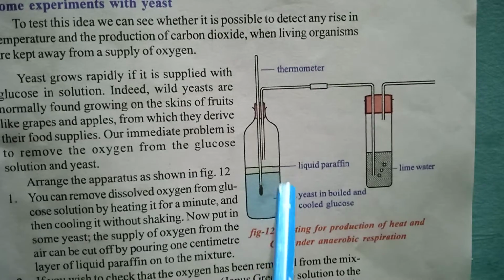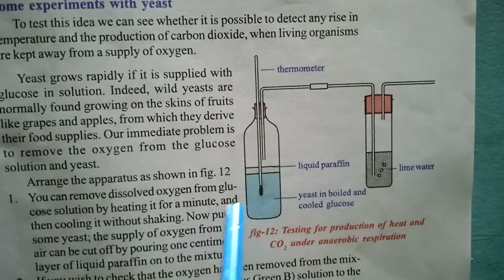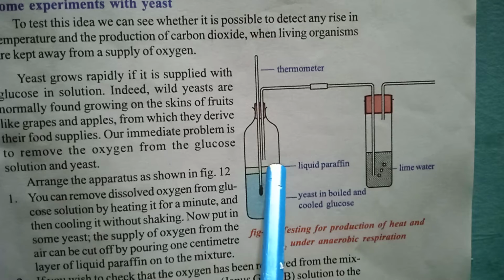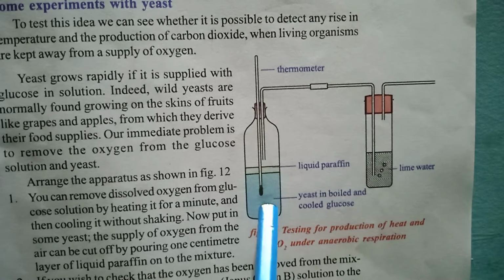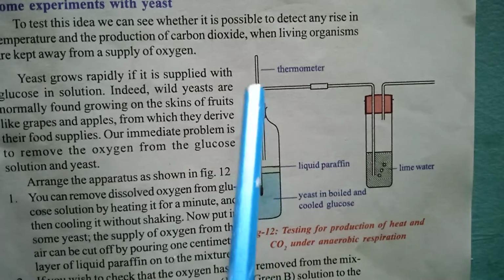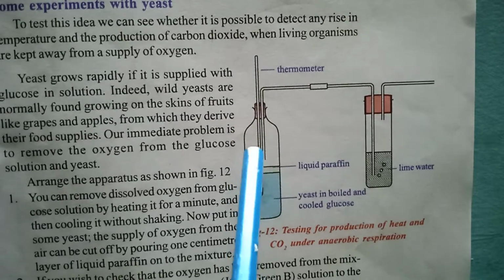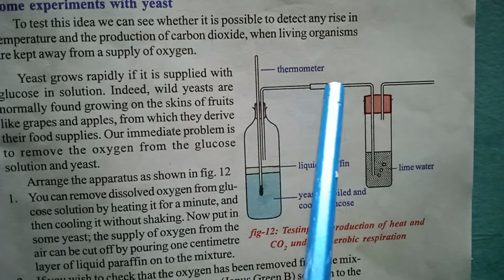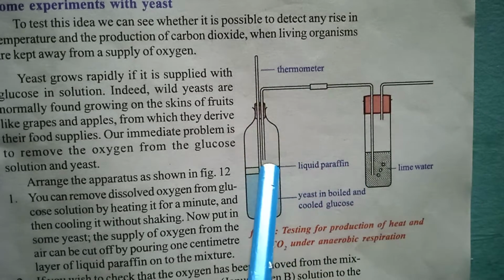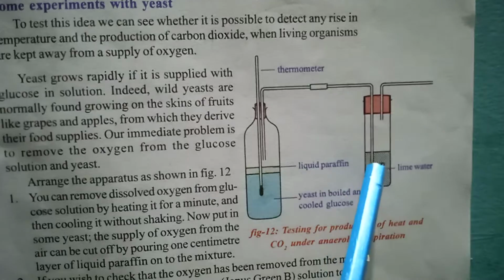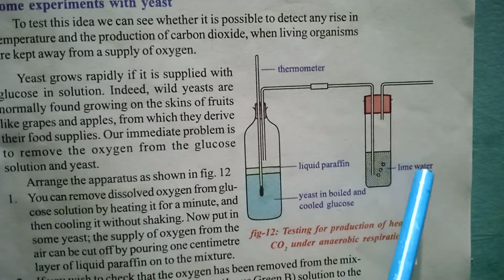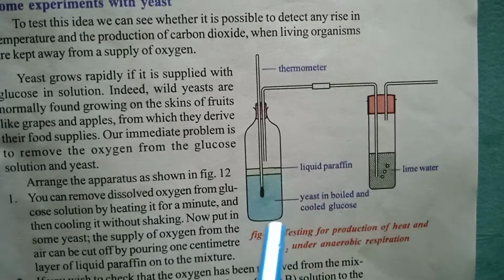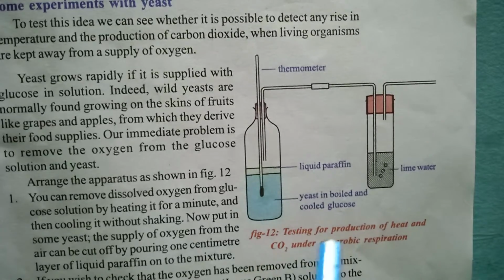Here this is the glass bottle, this is the glucose solution, and this is the liquid paraffin, and in the glucose solution yeast cells are there. We are inserting a thermometer, taking a mercury level reading, and later inserting a delivery tube, with one end in the bottle and the other end in the test tube which is having lime water. This is the indicator, and after doing all this setup we need to keep it for some time.